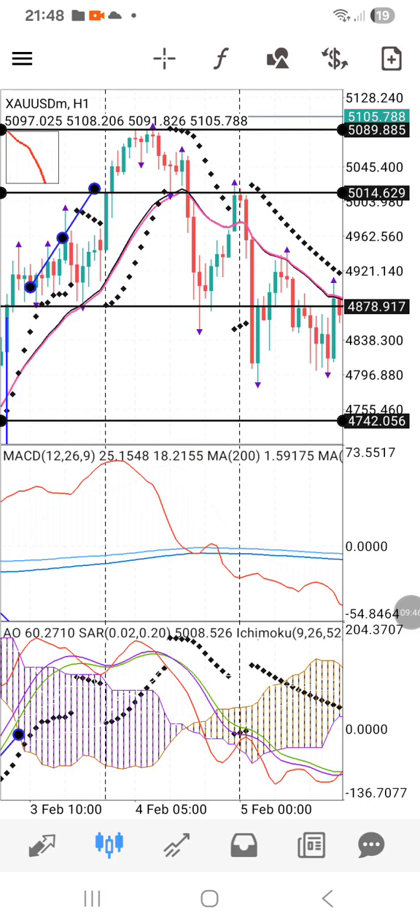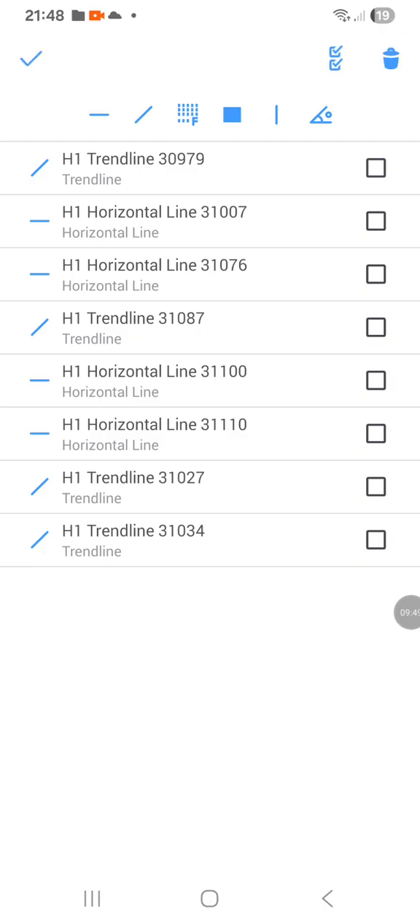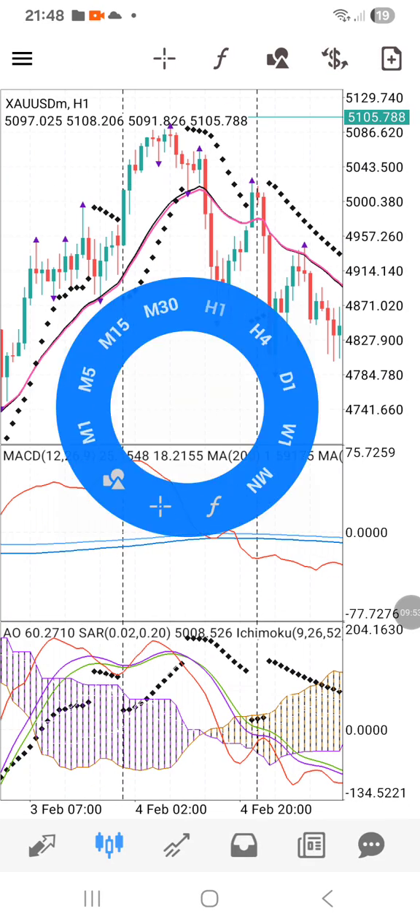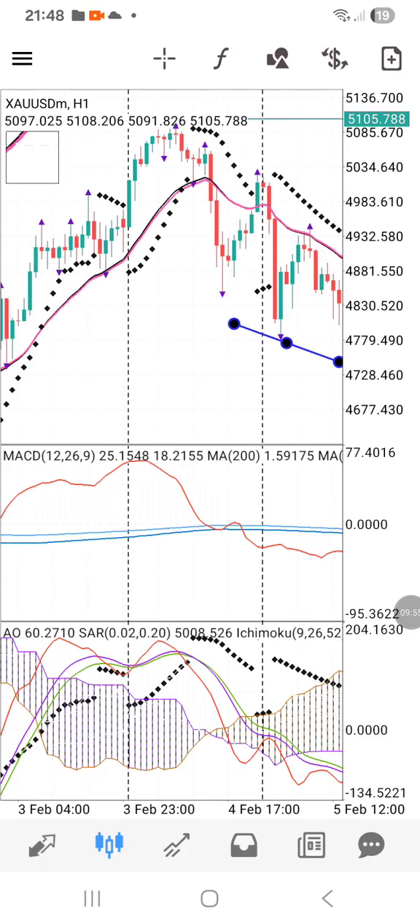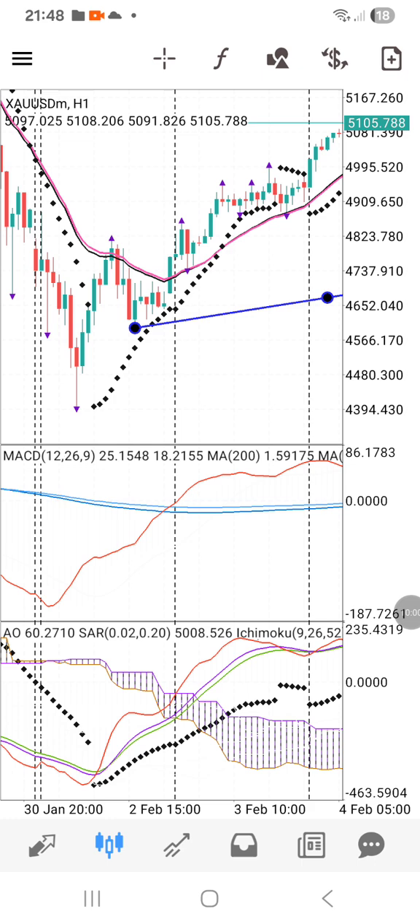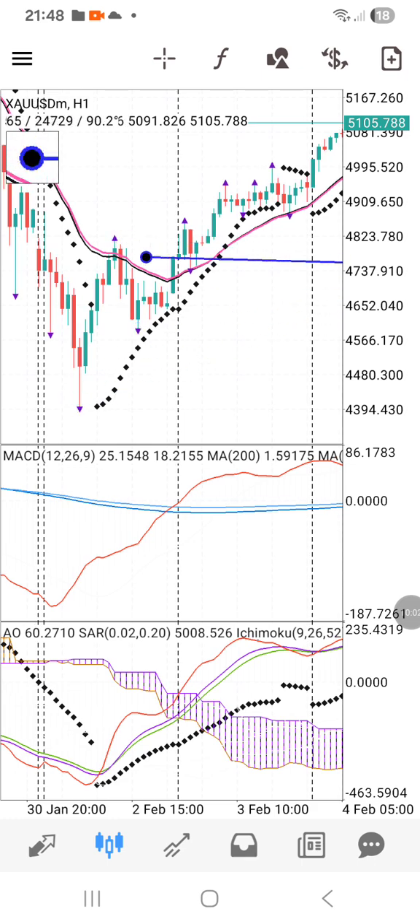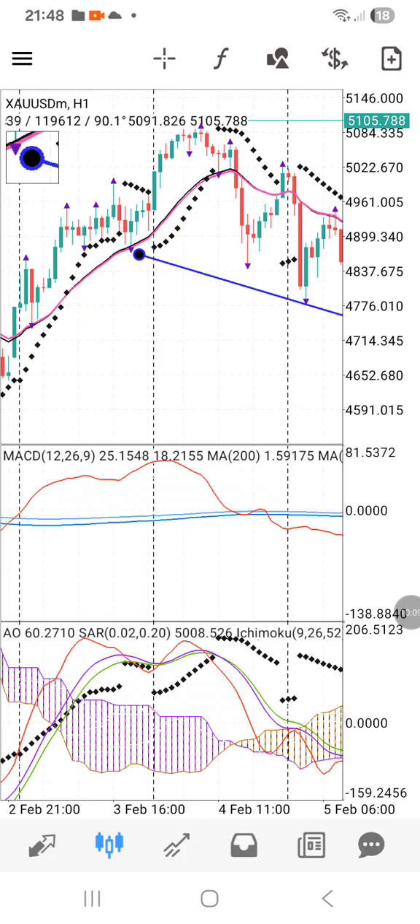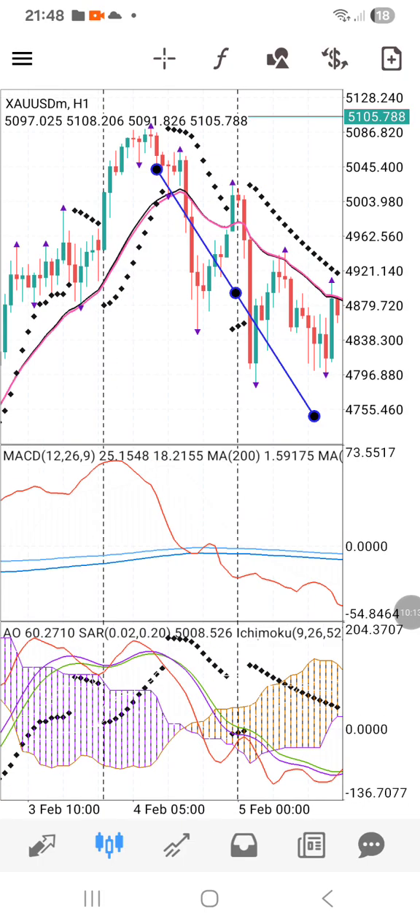All right, so if we delete and then look at the next trend, we have the fractals guiding us: external low, external high, external low, external high, external low, external high. Fractals are guiding us. Then we start to see change of character here and a more prominent change of character here.